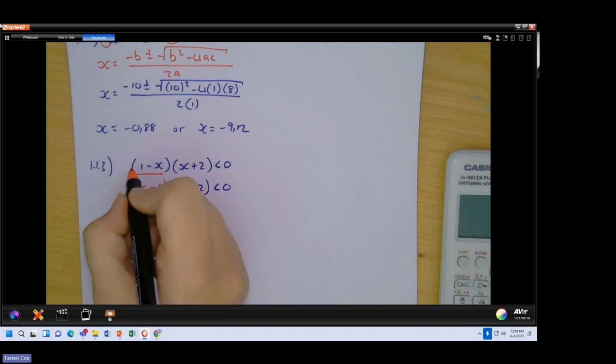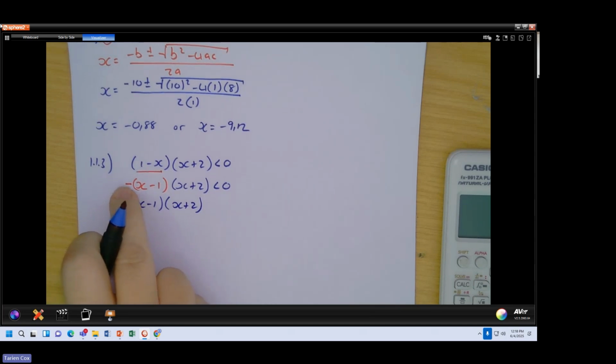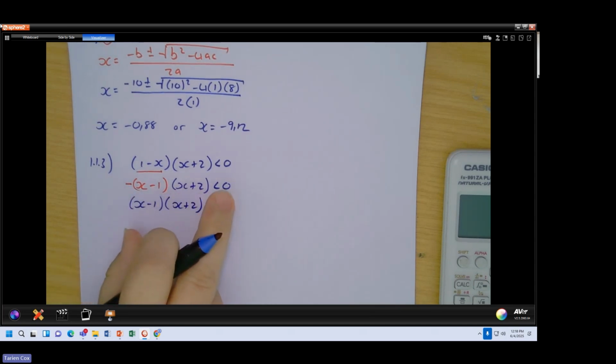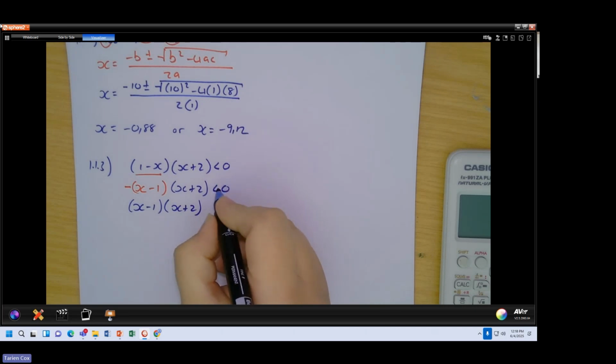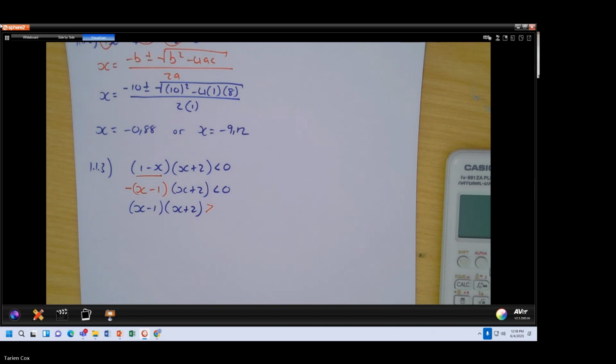I have to take out a negative as a common factor. So I put a minus in front. But now I cannot do inequalities with a minus in front there. So that minus needs to be divided throughout. So I will end up with x minus 1, x plus 2, but the effect that I learned in grade 10: once I divide with a negative through my inequality, that sign will swap around and it will become greater than 0.